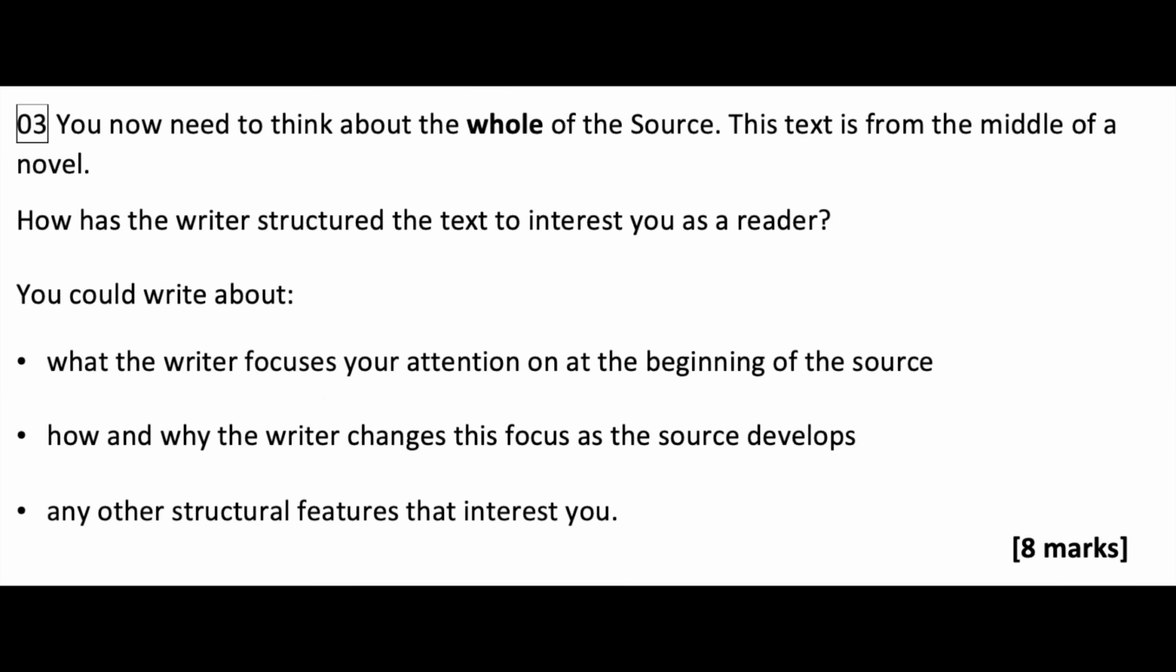Now, question 3 is the only question in the paper where we know what it will say before we even get into the exam. Every year it's worded exactly the same. The only bit that changes is obviously it says the text is from the beginning or the middle or whatever it is, but everything else is the same. So we know it's going to say: you now need to think about the whole of the source. How has the writer structured the text to interest you as a reader? You could write about what the writer focuses your attention on at the beginning of the source, how and why the writer changes this focus as the source develops, any other structural features that interest you, 8 marks. We know all of that remains the same.